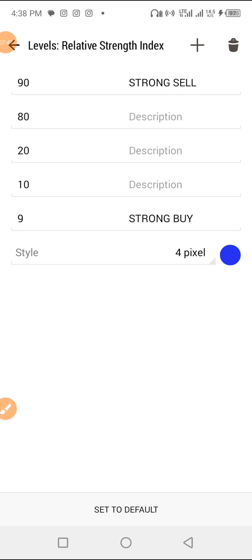So you can leave the style on any color of your choice. Once you are through, you click on save.